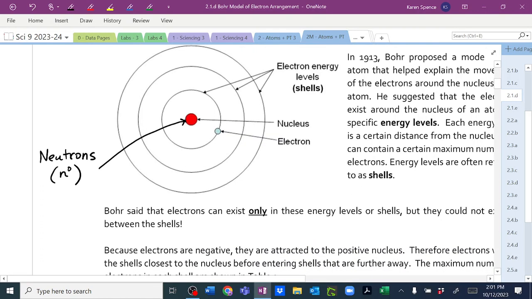What's the other particle that's in the nucleus? Protons. And the symbol for proton, sorry, is a P with a plus. Now I would like you to chat with your neighbor and see if you can figure out exactly why we put a 0 here and a plus here.